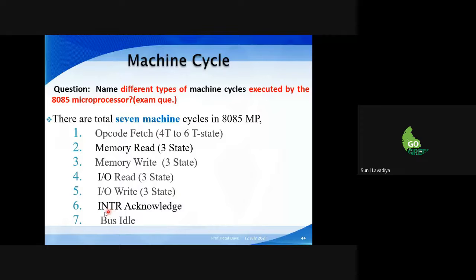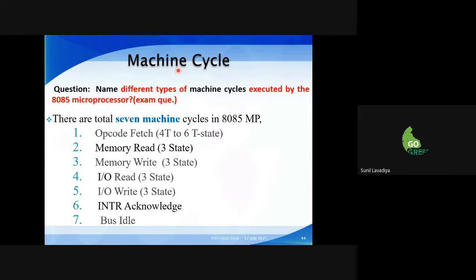Next is interrupt acknowledgement. INTR means interrupt acknowledgement is also one kind of machine cycle. And bus idle, so bus related operation is also performed here. So all these are the different types of machine cycles.